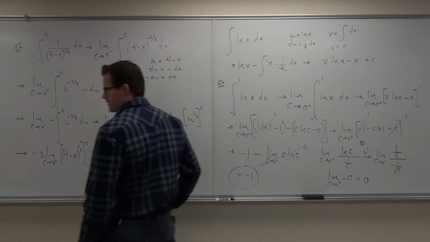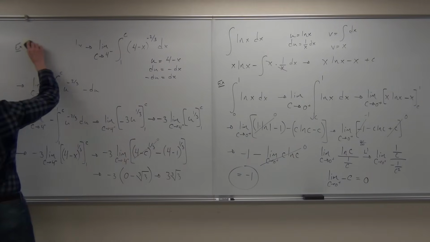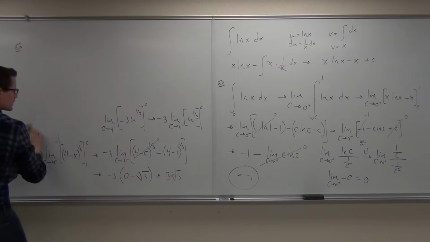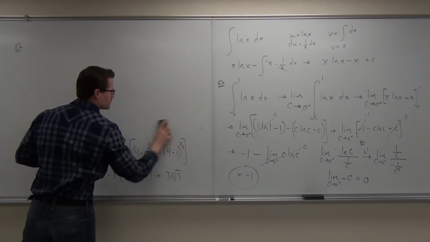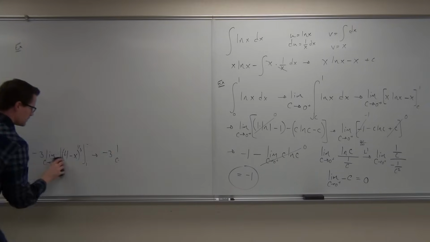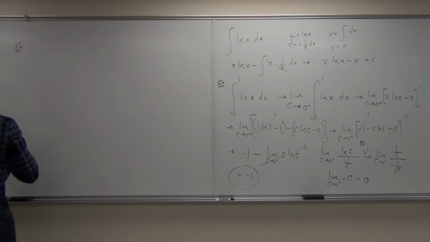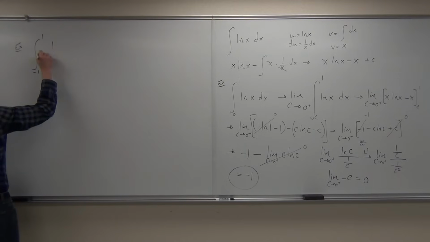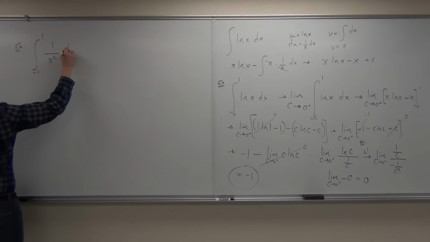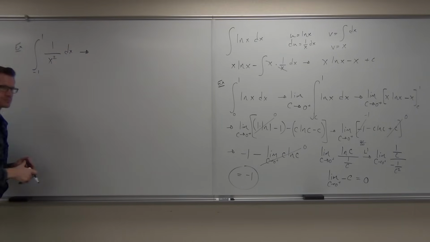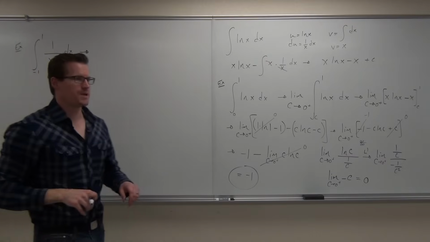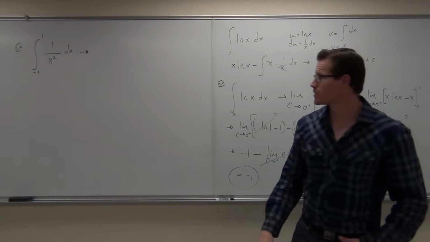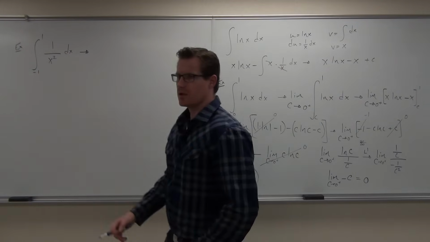So let's do two more. We'll talk about one. We'll actually do another. See if you're really with it here. We're not going to finish this, but I want to see if you understand what to do. Integral from -1 to 1 of 1 over x squared dx.